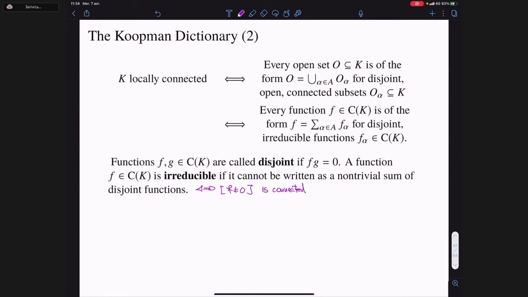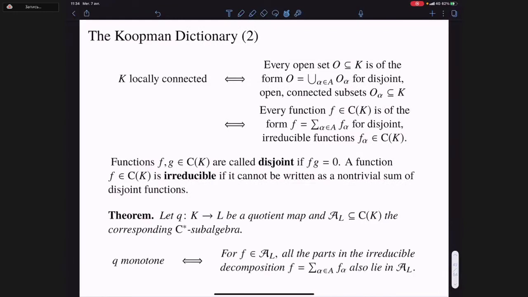Okay, and if you use this characterization, then you can come up with the following characterization of monotone quotient. So say you have a quotient of compact spaces, and you take the corresponding C-star subalgebra that corresponds to this quotient. Then you can show that this quotient map is monotone, so it has connected fibers, if and only if you take a function from the subalgebra, you do this decomposition, you can show that this decomposition is canonical, and all the factors in this decomposition also have to lie in the subalgebra. So this is not completely obvious. You need to work a little bit for it, but for time reasons, I will skip the proof. The interesting thing for us is that it's a very straightforward criterion that you can check. Take a function, decompose it, check whether the factors lie in the same subalgebra.